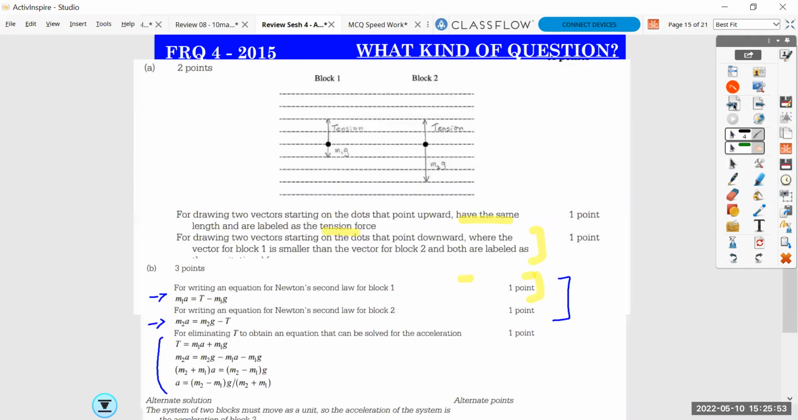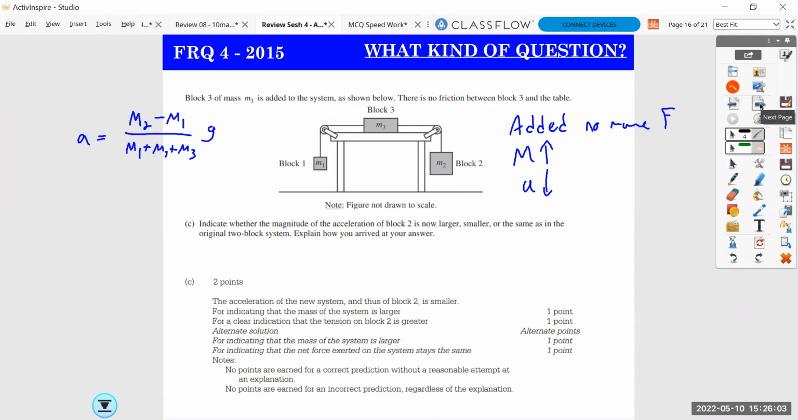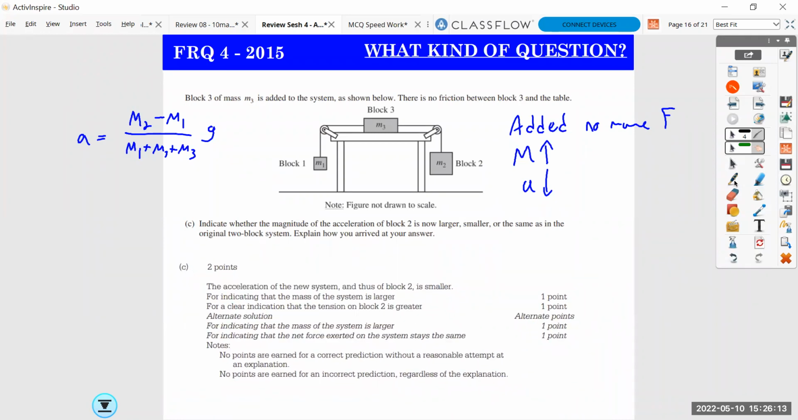You could not solve B. You could do A, write down Newton's second law, and then be like, nope, and then do part C and get 6 out of 7 for the question without ever actually solving the system of equations. So, you don't have to do everything to completion to get max points. Here, 2 points for noting that the acceleration of the new system is smaller because the mass of the system is bigger. That is plenty.